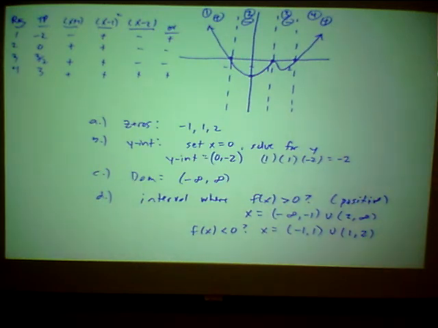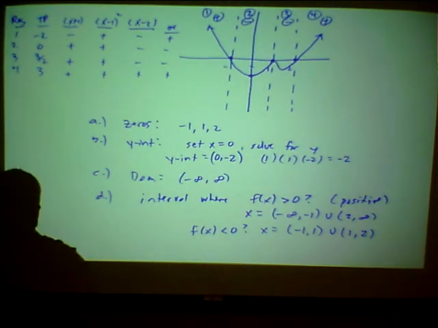All right, so those are examples of rough sketch of graphs of polynomial functions.